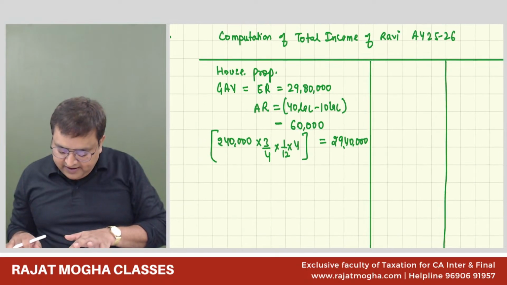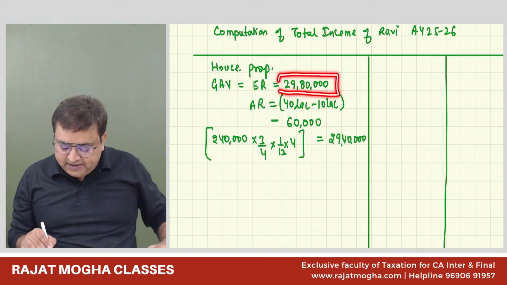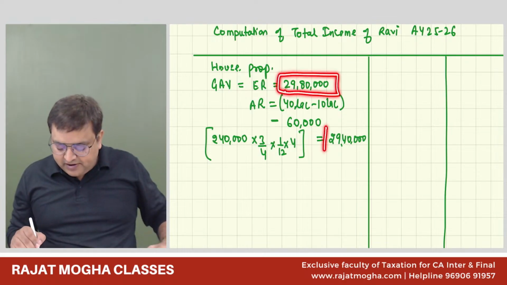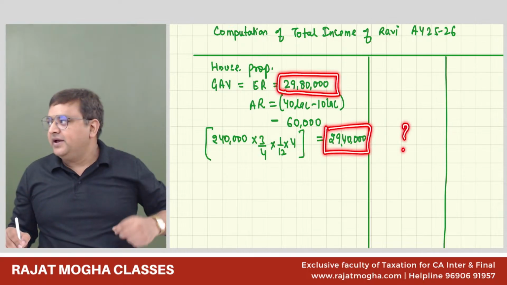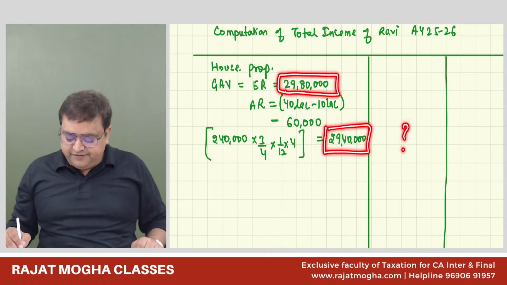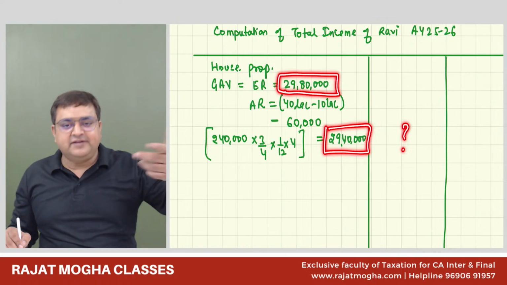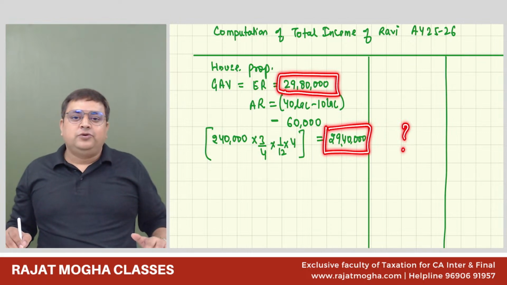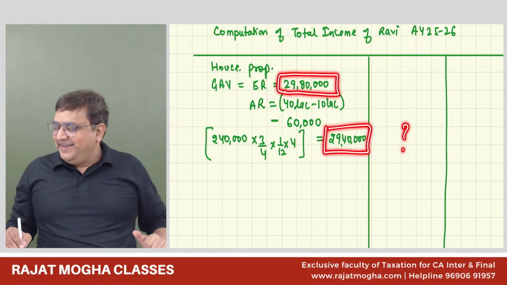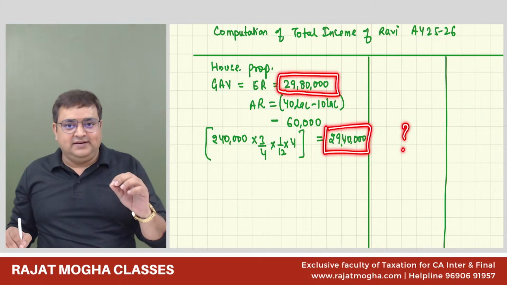Now guys, I will stop over here and please tell me how much is your GAV. Expected rent is 29,80,000. Actual rent is 29,40,000. I want you to tell me how much is my GAV. We understand it is expected rent or actual rent, whichever is higher. 29,80,000.